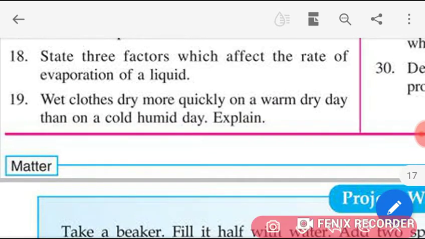Now students, from here you have to write from the question: wet clothes dry more quickly on a warm dry day than on a cold humid day. Okay.